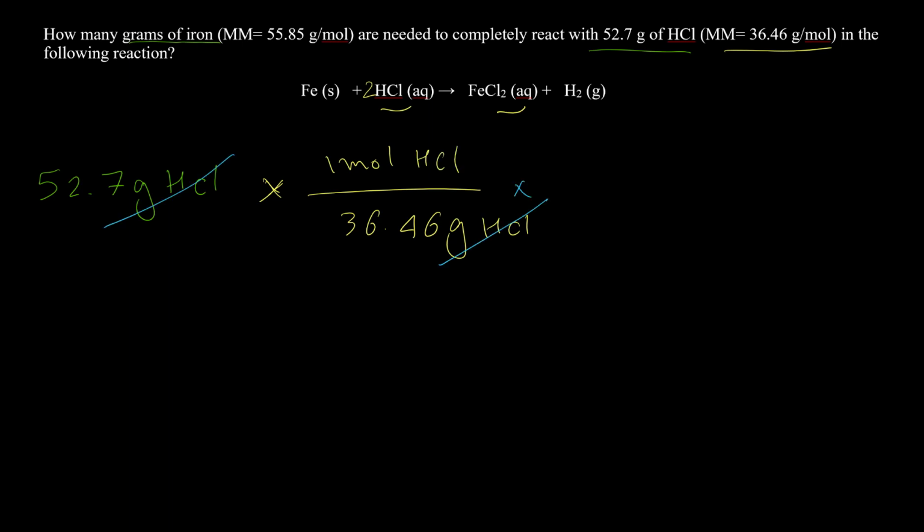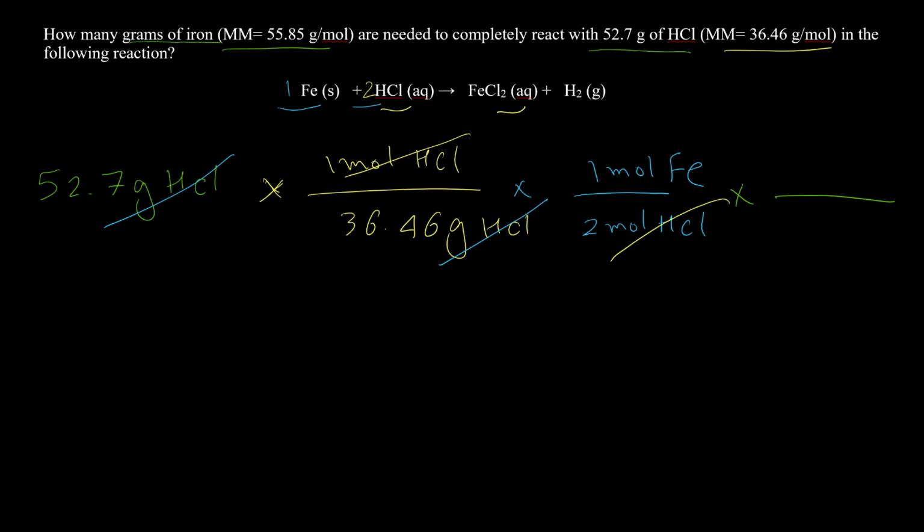Then these grams cancel out. Then regarding this equation, 2 mole of HCl is equal to 1 mole of iron. So I can easily write 2 mole HCl, 1 mole iron. Then for the last step, I can use the molar mass of iron to convert mole of iron to gram of iron.